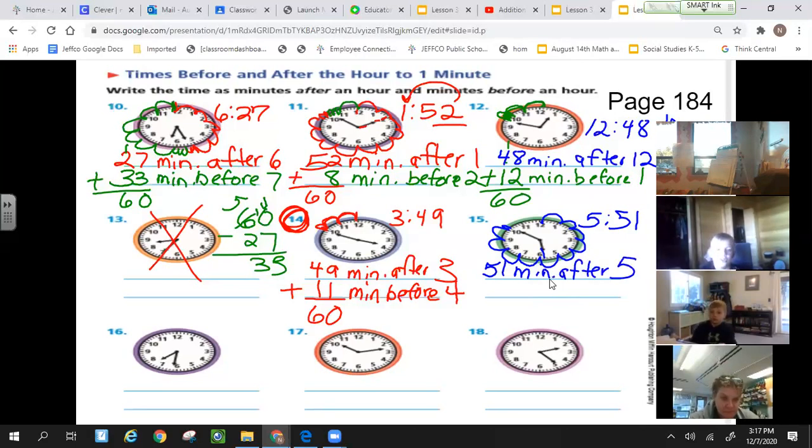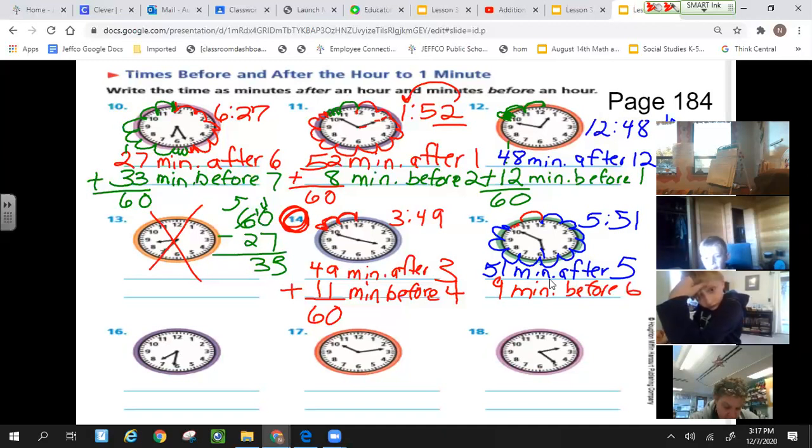And then I'm going to start at the 12. I'm going to count backwards because I like to count by 5s. 5. Now I got to count by 1. 6, 7, 8, 9. 9 minutes before 6. And what I like is that I know 51 plus 9 equals 60, so that's right. Give me a thumbs up if you got it right.